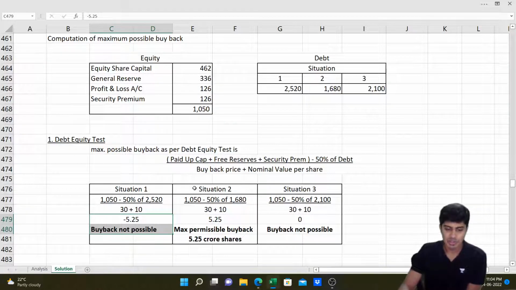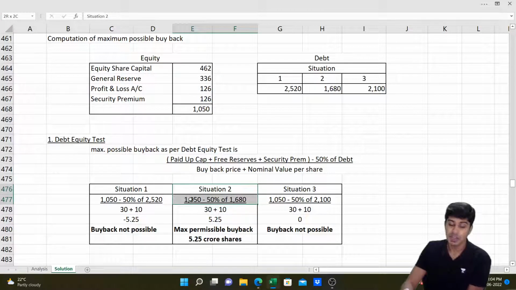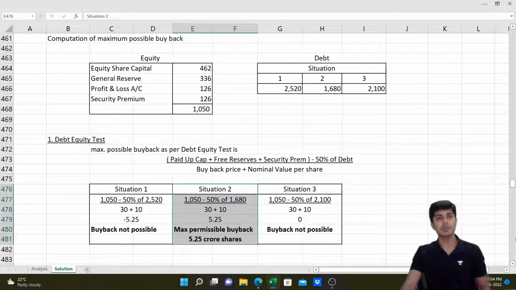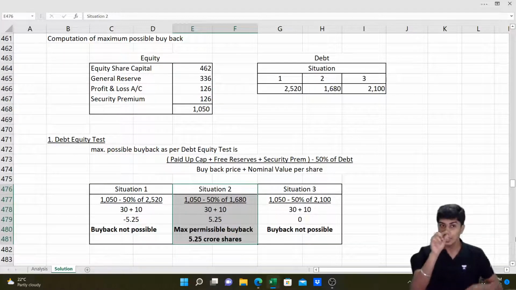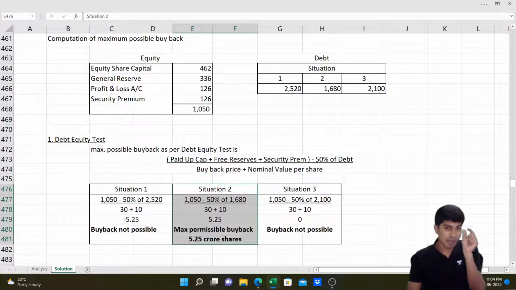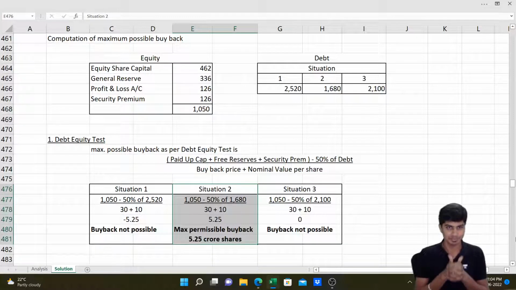Next scenario, 1050 equity will remain the same. 50% of 1680, case 2, divided by 40, gives 5.25. So maximum permissible buyback is 5.25 crore shares, because in the denominator, when we took buyback price and nominal value, we took per share. So the answer that we get here is the number of shares that can be bought back only. Got it? 5.25 crore shares can be bought back under scenario number 2.